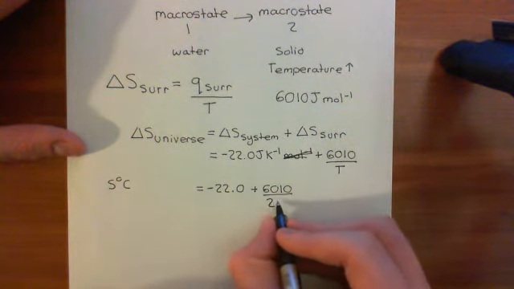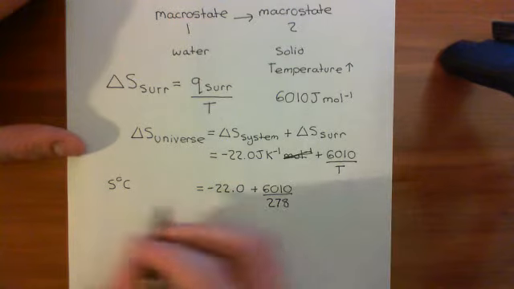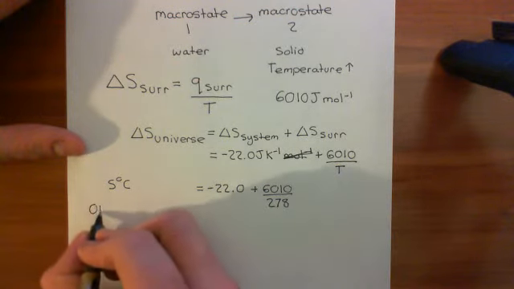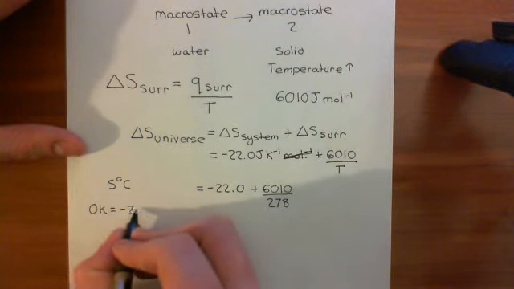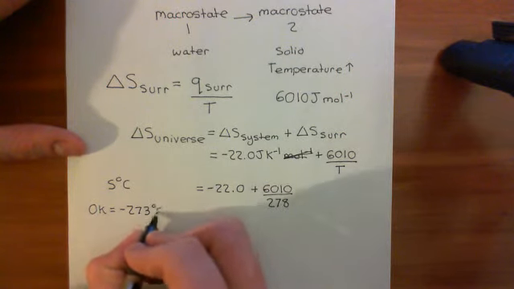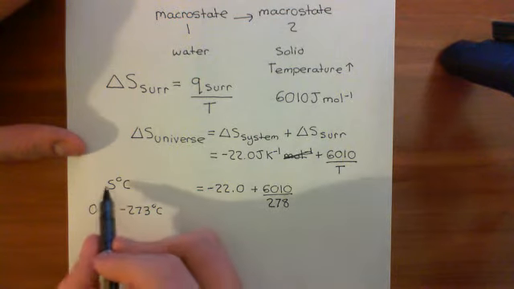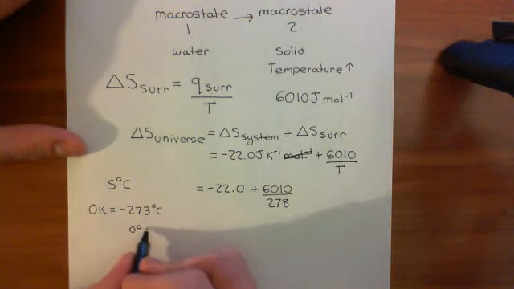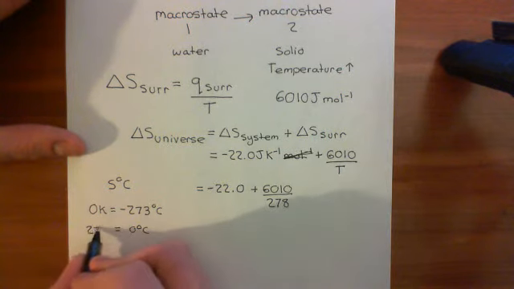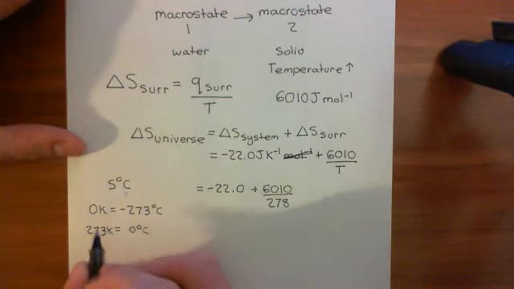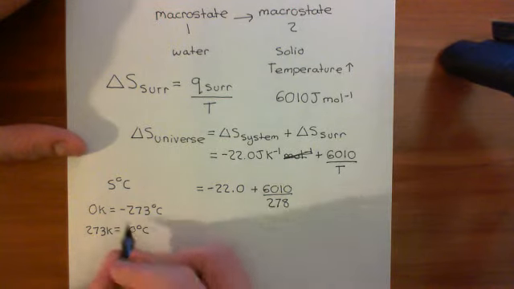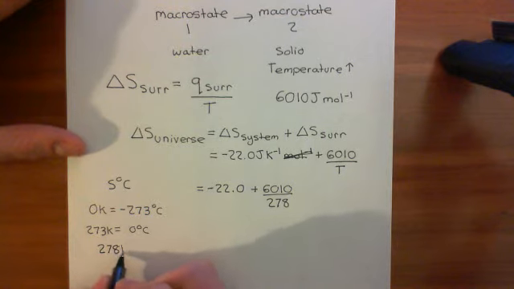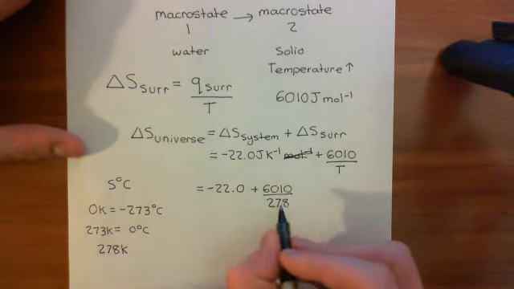The normal unit for temperature is Kelvin, and to turn degrees Celsius into Kelvin, all you do is you acknowledge that 0 Kelvin is equal to negative 273 degrees Celsius. Okay, so if we want 5 degrees Celsius, then we know that 0 degrees Celsius must be 273 degrees Kelvin, okay? And then if we want 5 degrees Celsius, all we do is add 5 onto 273 to get 278. So I put that under there.